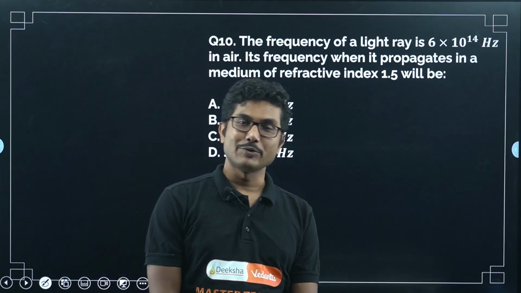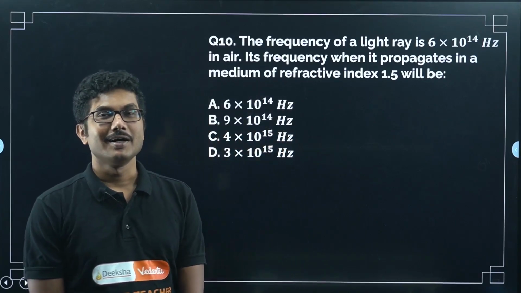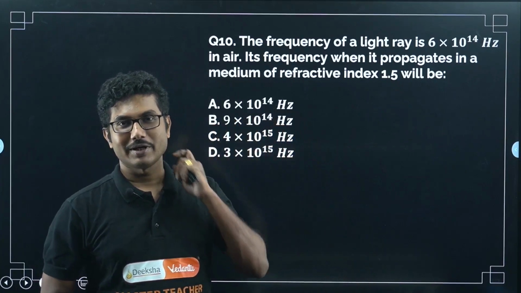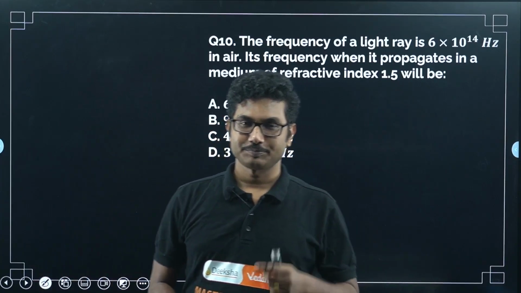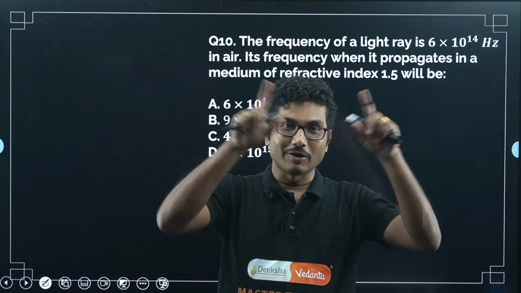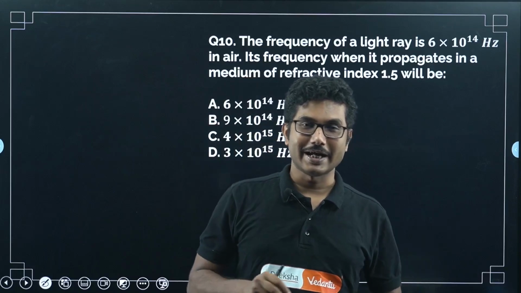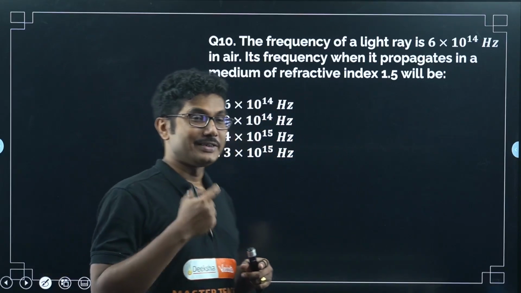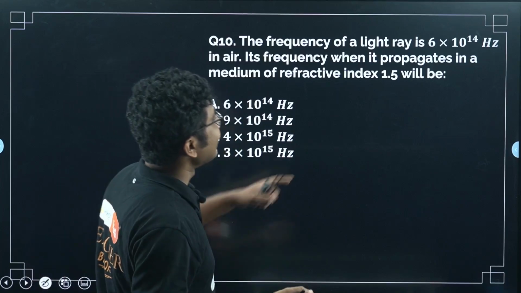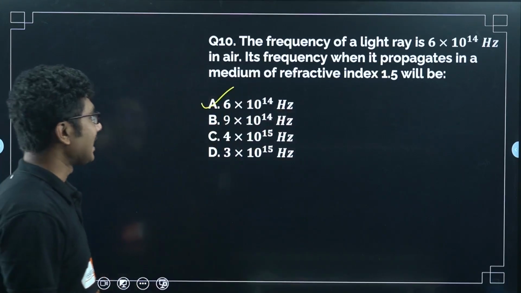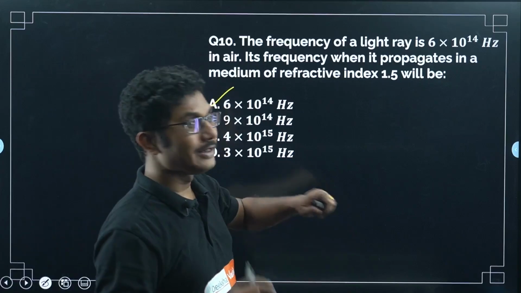I gave you one example. Frequency is like the identity card. Frequency is the Aadhaar card of a light ray. Its age can change, its picture will change, but the Aadhaar card, where fingerprint and all the data are given, is constant. Similarly, for a ray of light, frequency is its Aadhaar card. So it should be the same, 6 times 10 to the power of 14 hertz. It will remain unchanged.